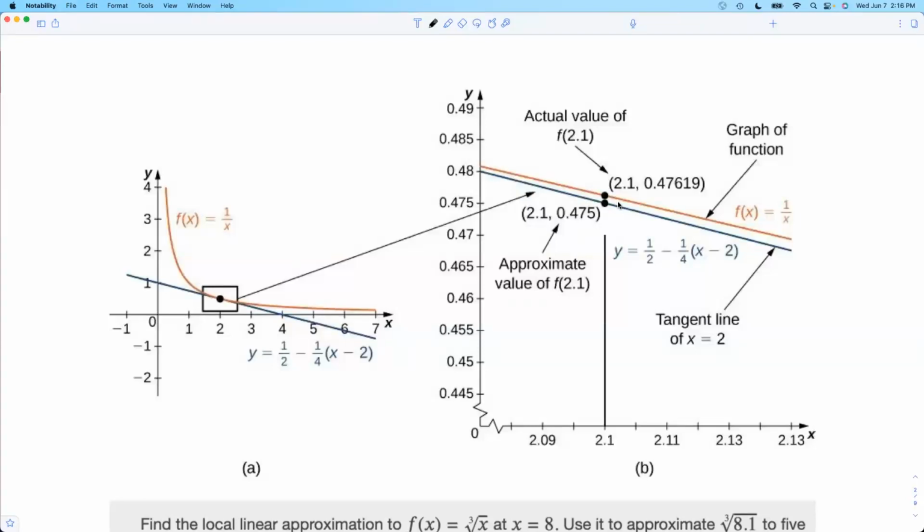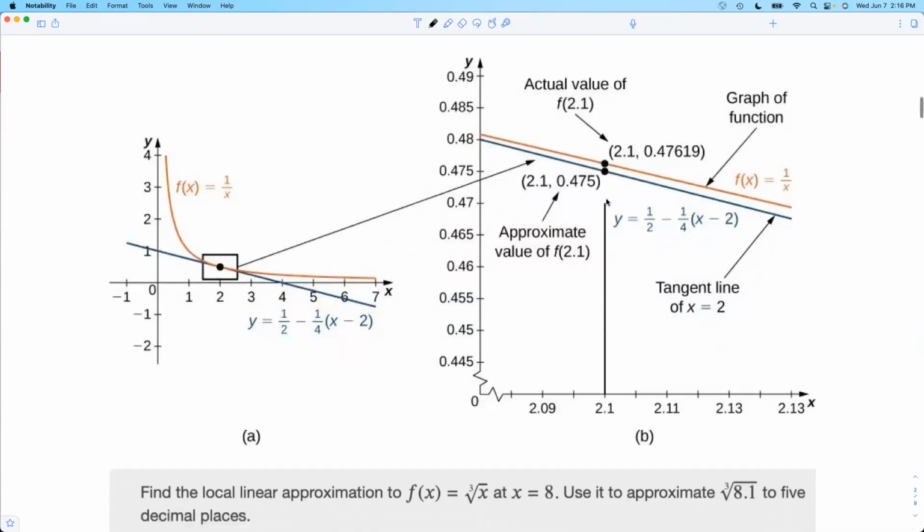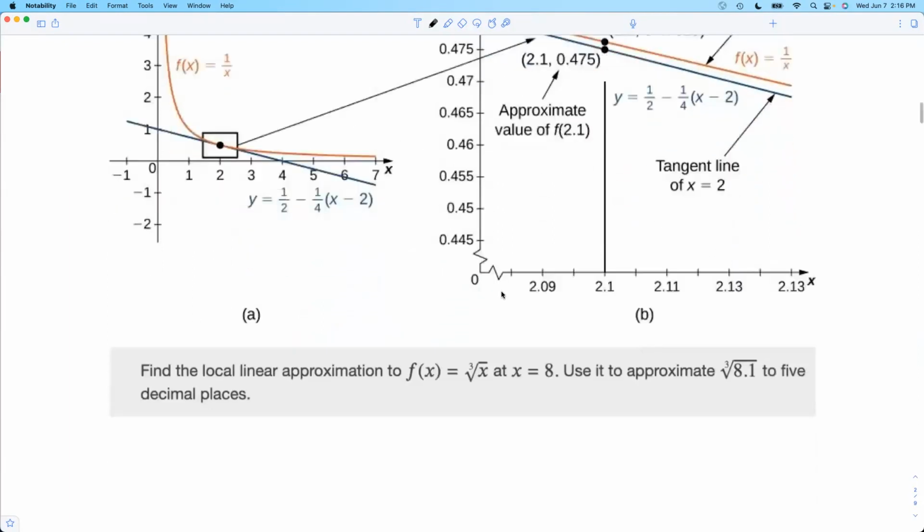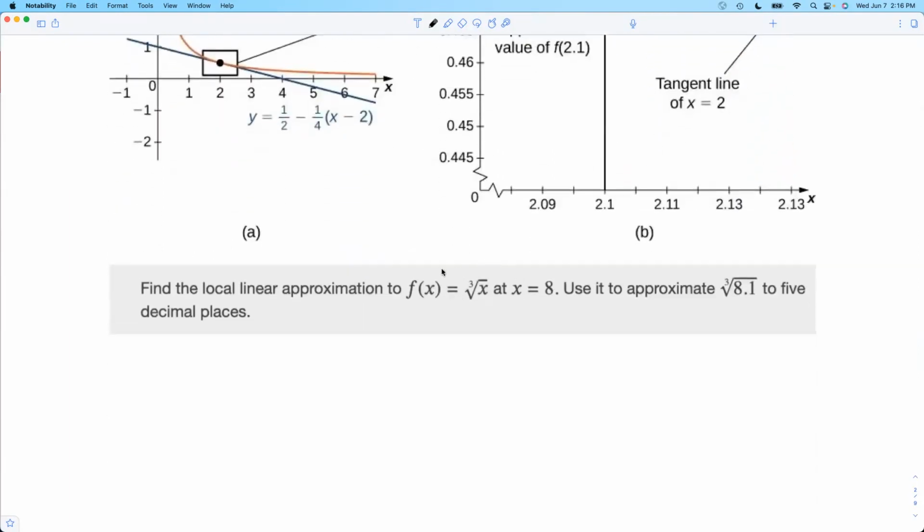So those values we found in that last video, this was the actual function value. That's 1 over 2.1. That is what we got on the tangent line when we plugged in x equals 2.1. They're pretty close. Okay, let's do that same game here with cube root of x to approximate 8.1.